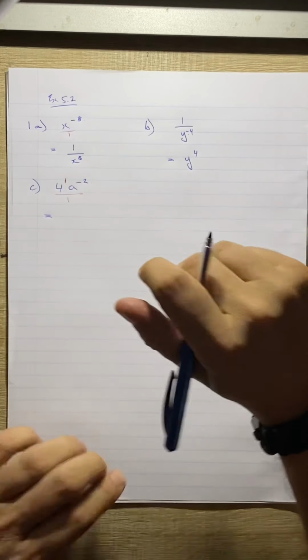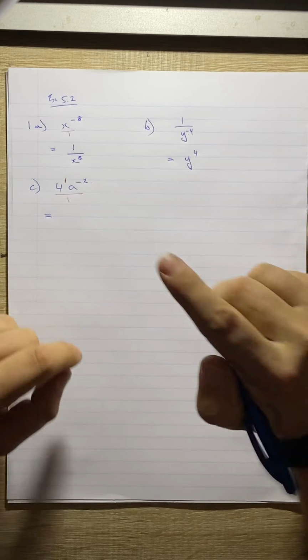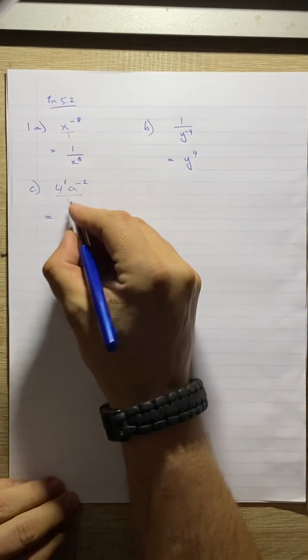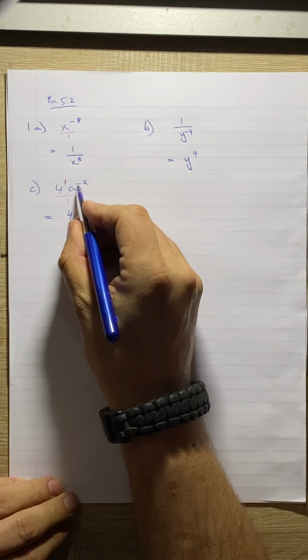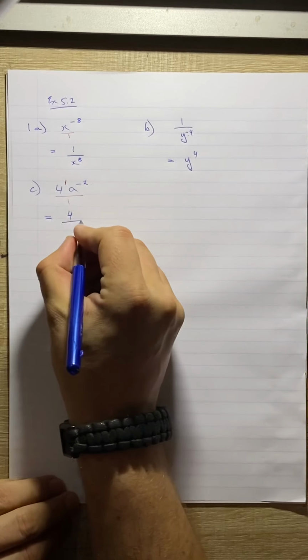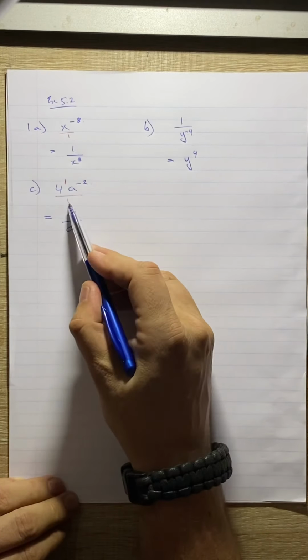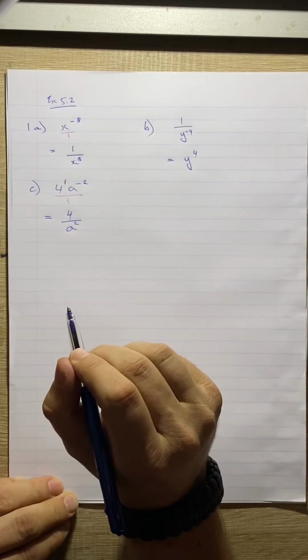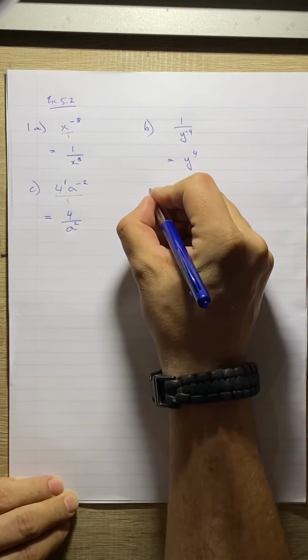So the ones with positive exponents, I'm going to leave where they are. So this 4 has a positive exponent, so I leave it where it is. This A has a negative exponent, so it's at the top. It wants to be in the opposite place, so it wants to go to the bottom. So this would be A to the power of 2. And as soon as I take it to the bottom, its exponent changes from being a negative to a positive. Okay. Question D.